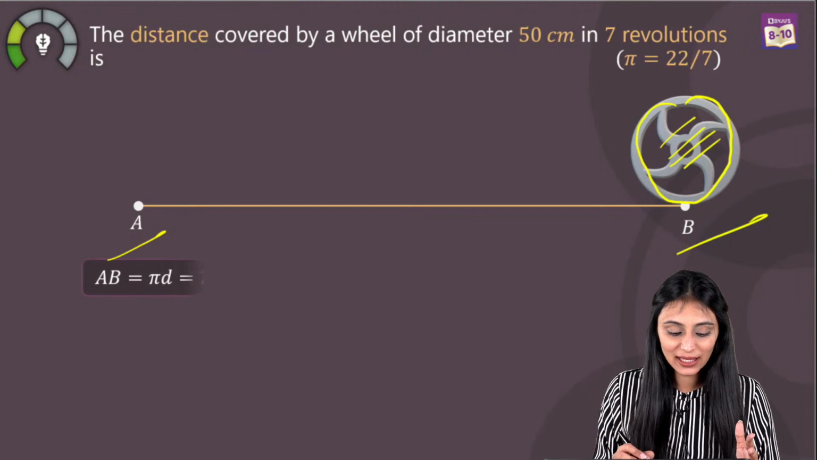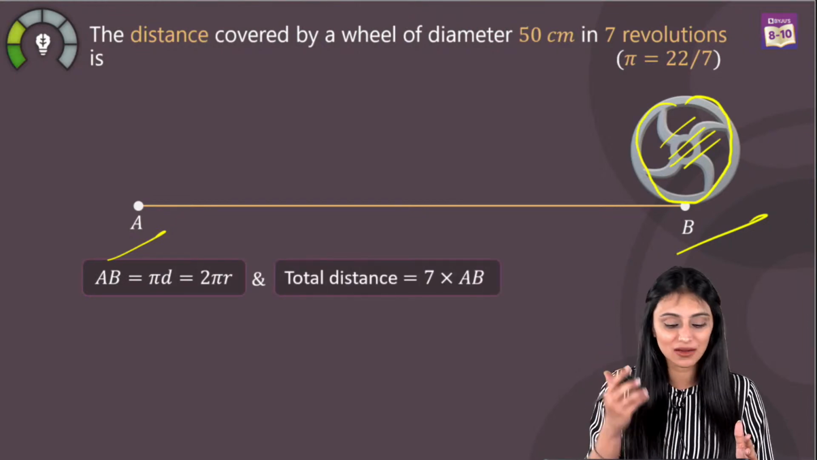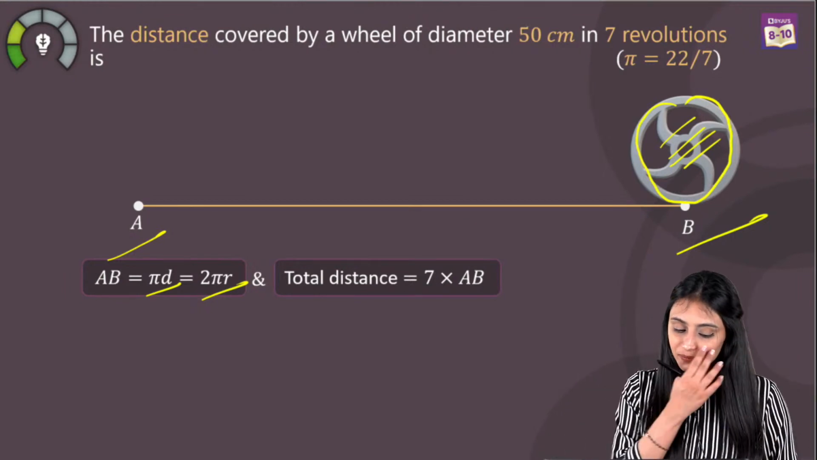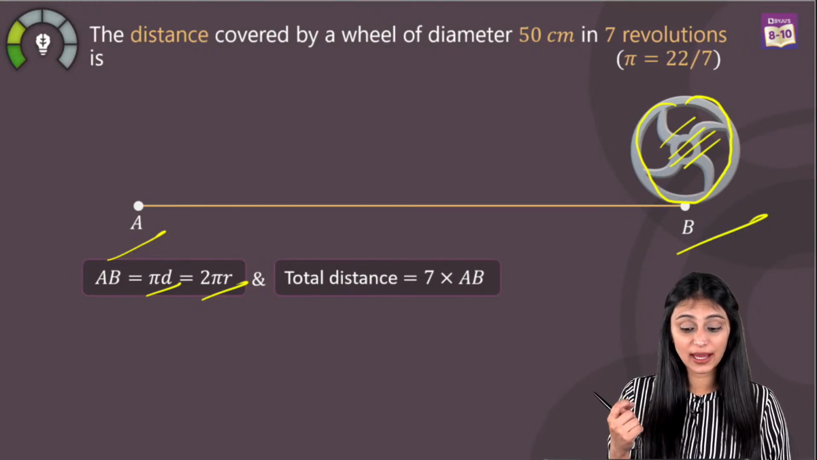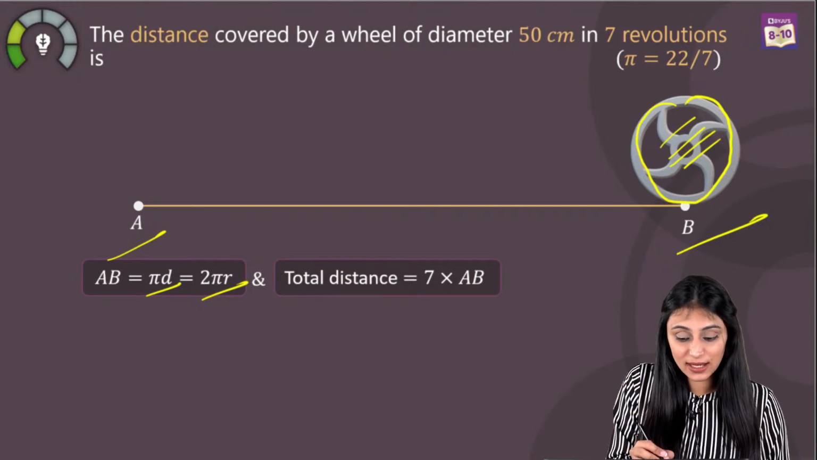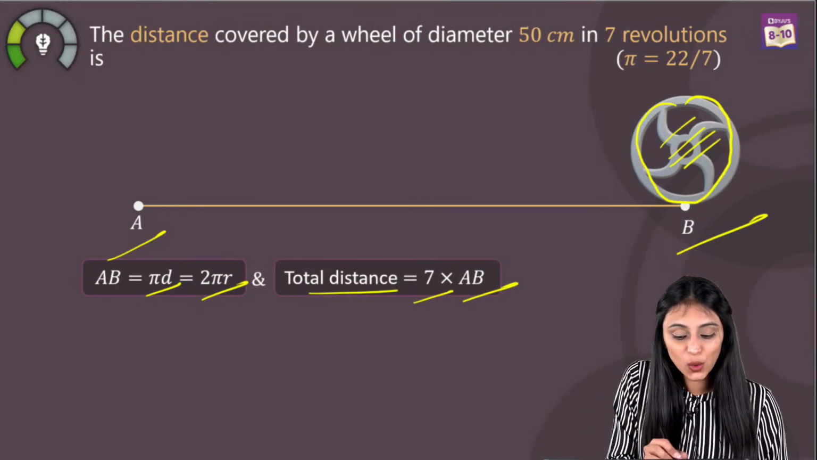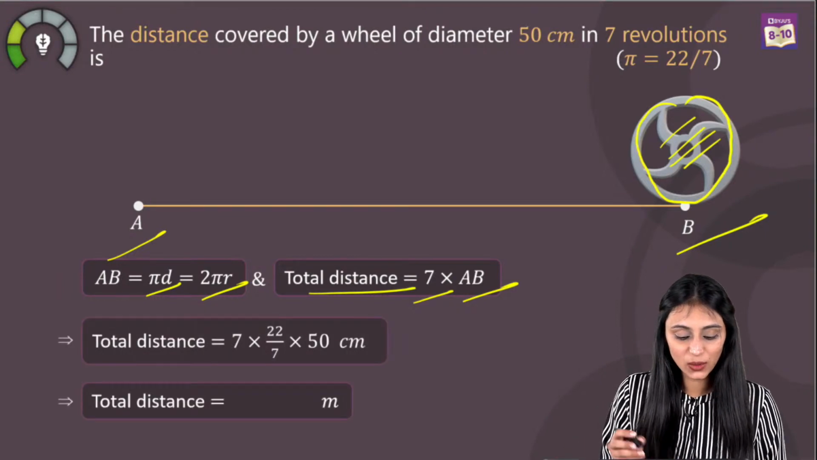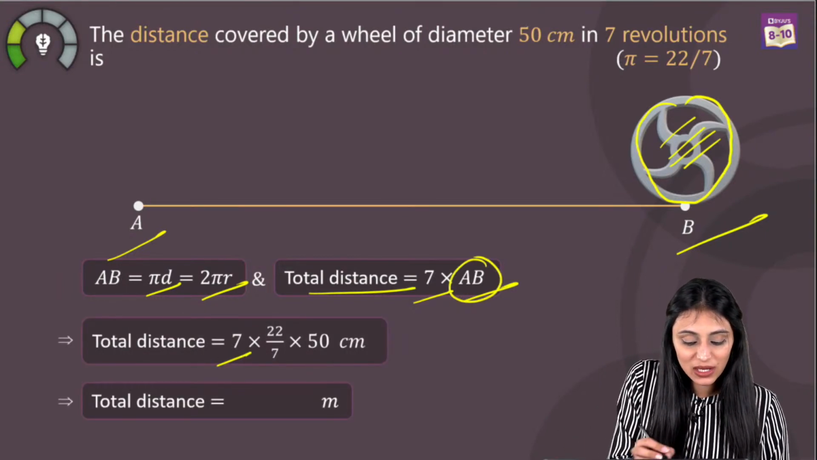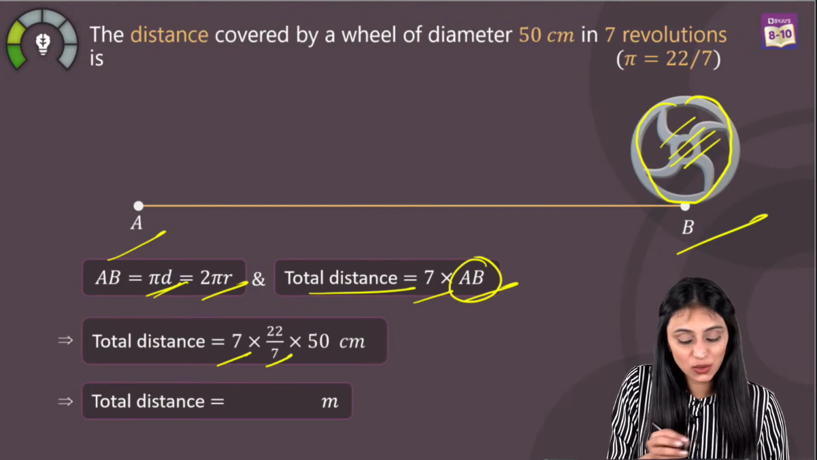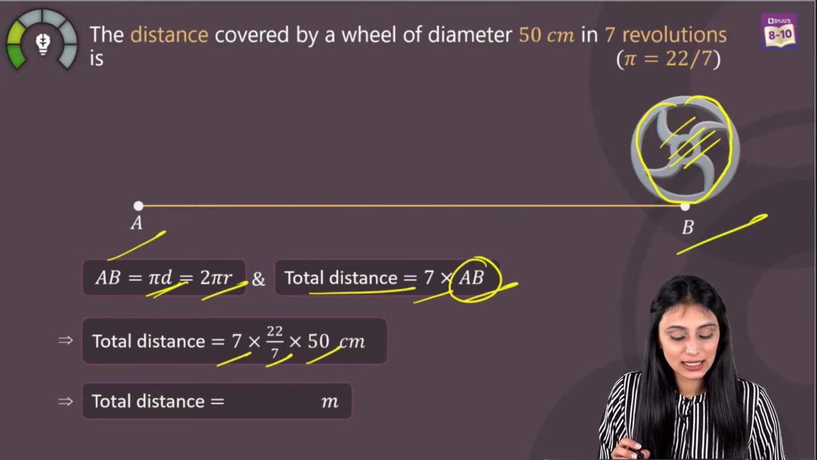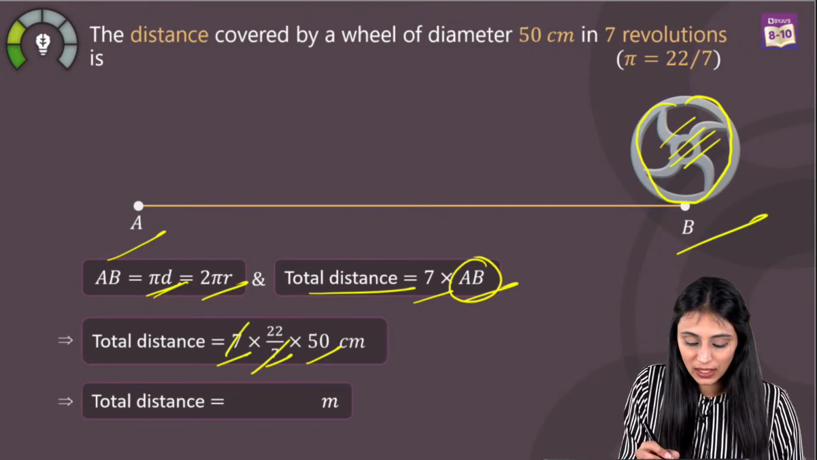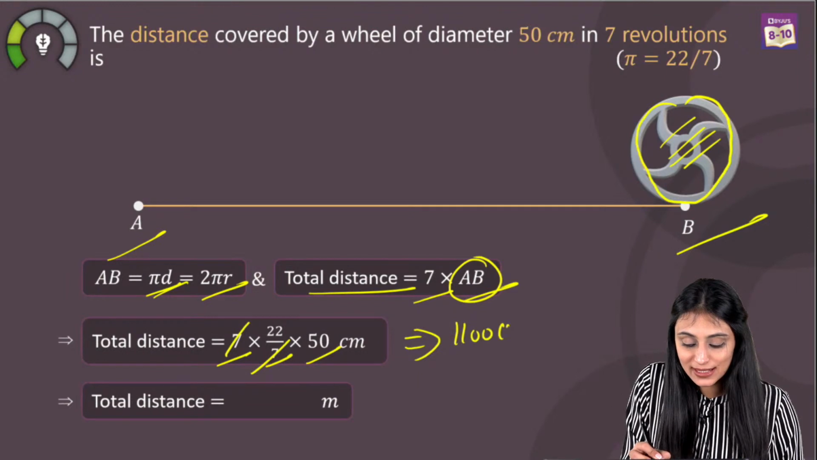Okay, so from here I can say that this distance AB, that means the circumference, is equal to pi d, which is 2 pi r. We just discussed this, right? Whatever circumference we get in 1 revolution, I'll multiply that with 7 to get the total distance. So the total distance would be 7 times AB, which is pi d. Pi is 22 by 7, d is 50. Simply I'll cancel this out, and once I multiply them, I will have here 1100 centimeters.